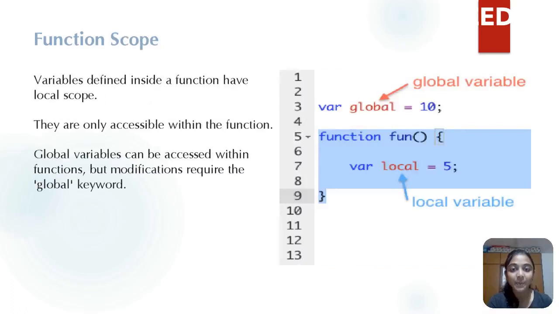Function scope. Variables defined inside a function have local scope. They are only accessible within the function. Global variables can be accessed within a function, but modification requires the global keyword.